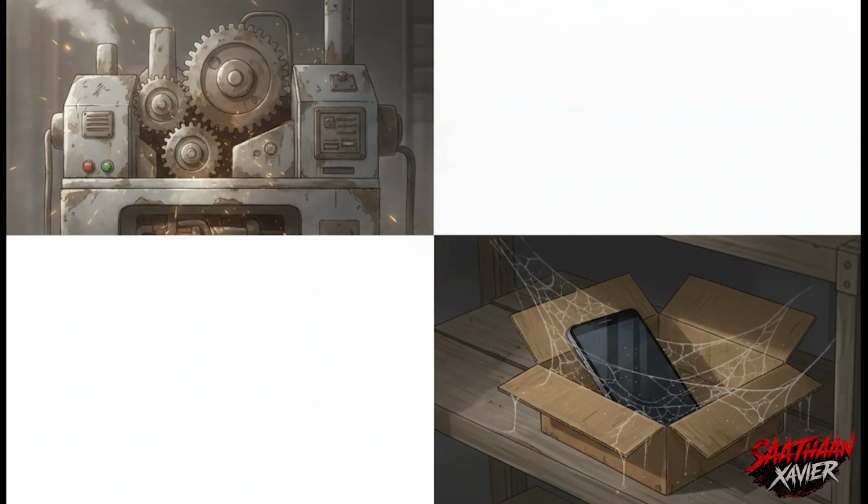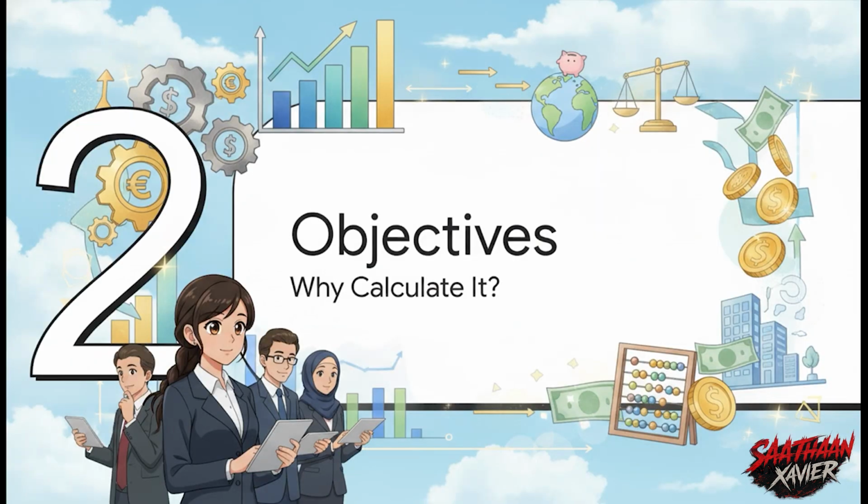Just think about a brand new smartphone. Even if you leave it sealed in the box for 3 years, it's going to be worth a fraction of its original price just because newer, better tech has come out. Moving right along to part two, objectives. We really need to understand why accountants get so obsessed with calculating this perfectly.